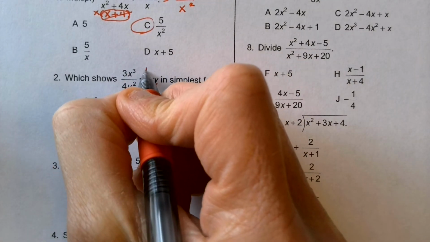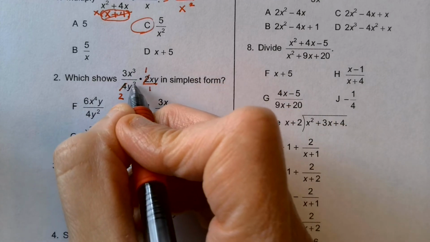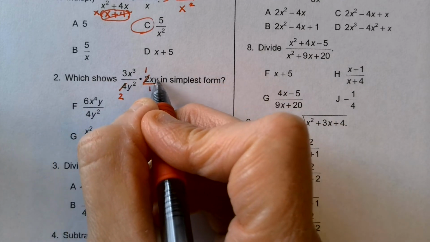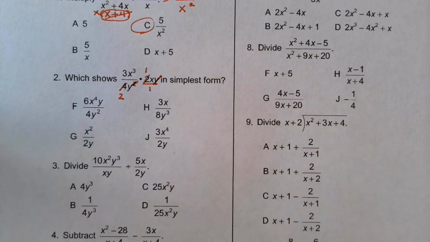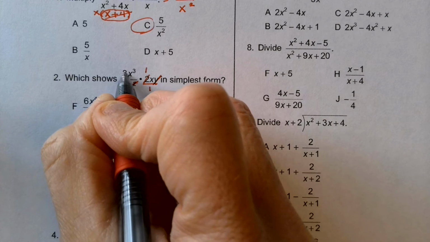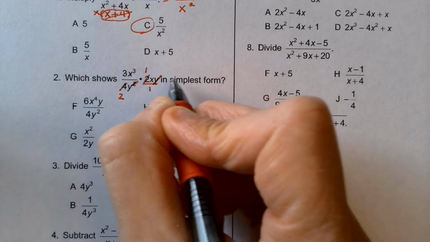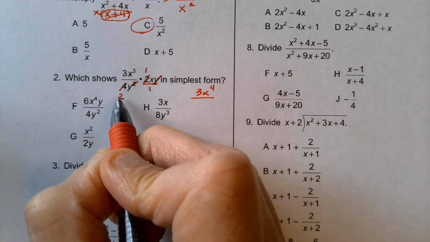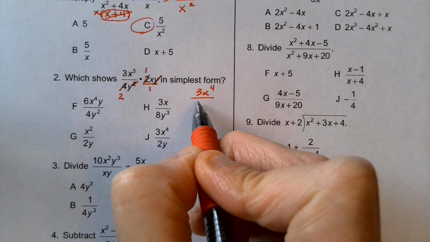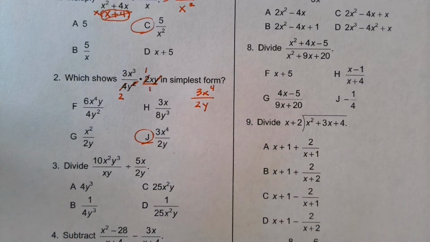So I see the 2 and the 4. Divide them each by 2. I see the 2 y's and 1 y. So one of those y's will cancel out with that y. So I'm left with on the top 3x to the third times x. So that is 3x to the fourth on top. 2y on the bottom. Hopefully there's that answer, and there is.